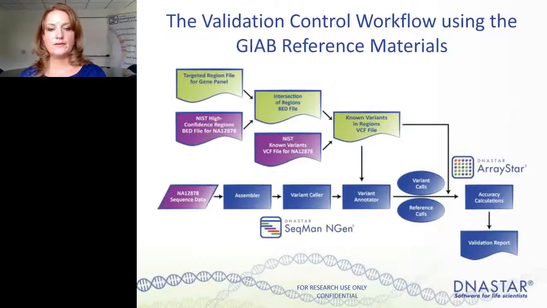And with that, we got a VCF file that was specific to this particular gene panel. And then if you go in the bottom half, you can see that SeqMan Engine can take the sequence data, the NA12878 FASTQ file, and can be fed into the SeqMan Engine. The variants are called and the references made based on the VCF file. And then from that, the validation report is automatically generated. So that's just one way that you can use the validation control as part of the gene panel workflow.